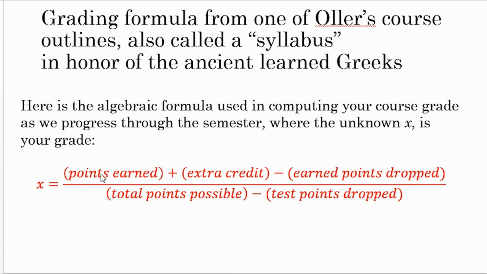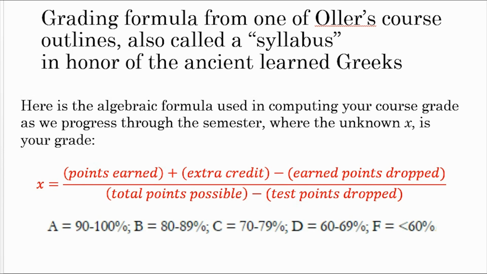In the numerator, what we have are all of the points you have earned, that's the first term, plus any extra credit that you've earned, minus any earned points in a test that we dropped. Generally, I drop your lowest score, so that would be this portion right here. Your numerator consists of the points earned plus the extra credit minus any points that we're dropping, and then the denominator consists of the total points that are possible minus test points that are dropped. And we divide this quantity into that quantity, and we get your final grade.